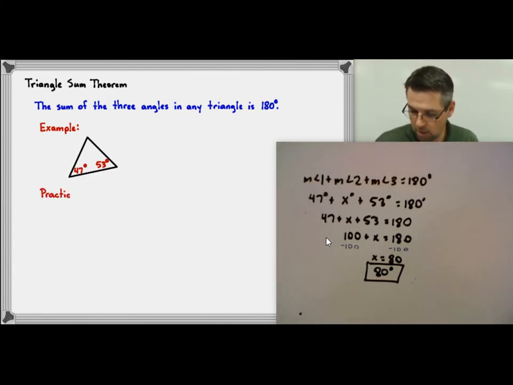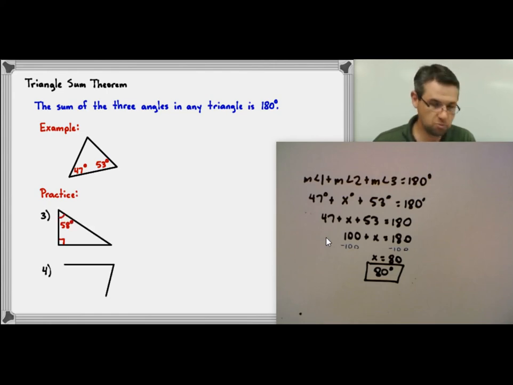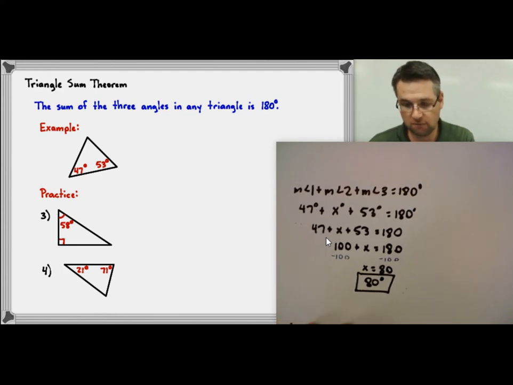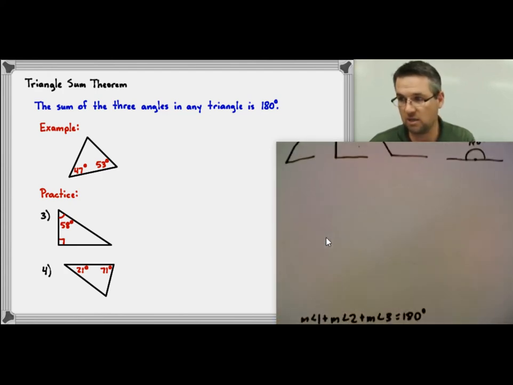Okay. Here's a couple practice problems that I'd like you to do before we are done with this video. Okay, so go ahead and find the missing angle of each of those triangles for me, and then we'll talk about it.